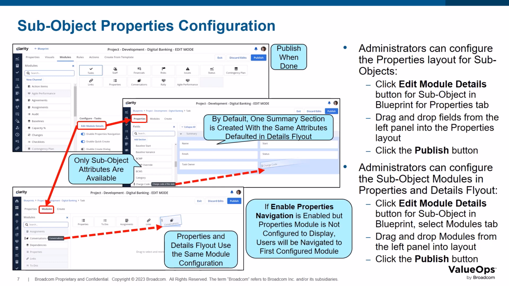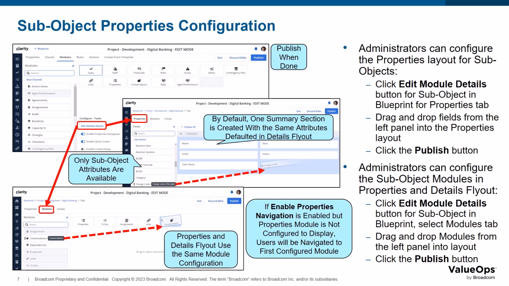By default in the layout, we've created one summary section with the same attributes that are shown by default in the Details flyout. So next, if you click on the Modules tab, this is where you would configure what modules you want to appear in the Details flyout for your subobject. But the same configurations and the same modules will display in your Properties screen too for that subobject. And to enable or disable these modules, you can just drag and drop or click on the X near the module.